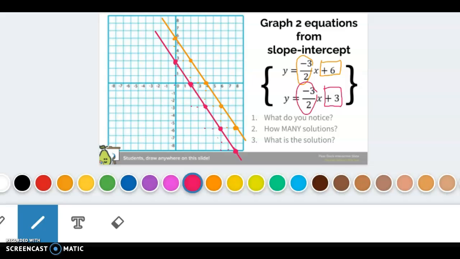Okay, so we're going to answer those questions. What do you notice? This time I noticed that my lines do not cross. How many solutions? None, right? I have no solutions. None. What is the solution? There is no solution.